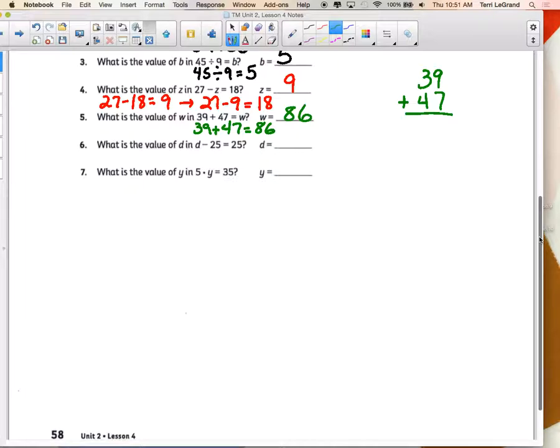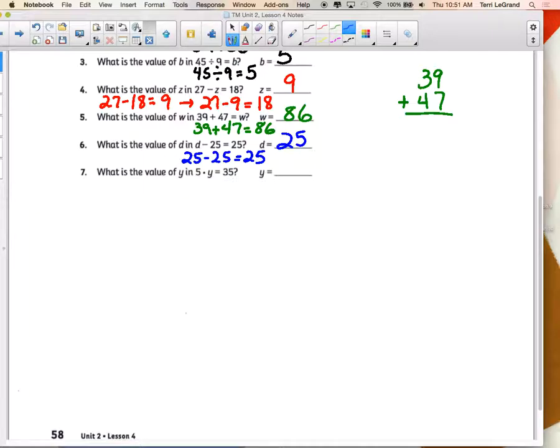What is the value of d in d minus 25 equals 25? Caden? 25. So in other words, if we substitute 25 in for d, after we subtract 25 from it, we have 25 left over. Is that true? 25 take away 25, is that 25? No.